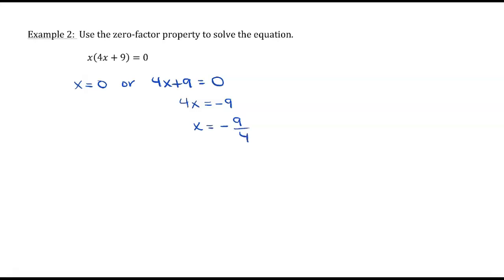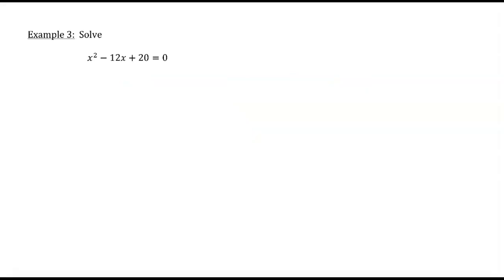We again have a solution set with two real numbers. X can be equal to negative 9 over 4, or x can be equal to 0. We again have two solutions to this equation. Looking at example 3, notice that this time we are given a quadratic equation in standard form. We're going to use our zero factor property to solve this equation.